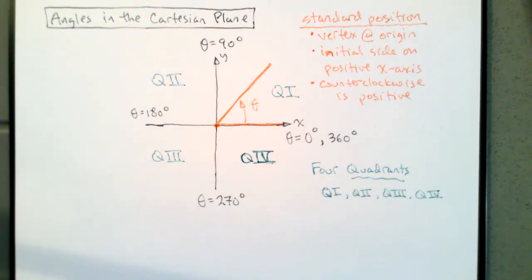The next piece we need to put in is reference angles. If we have an angle theta, it could be any measure it wants, positive or negative, it could come from anywhere. The initial side is definitely the positive x-axis, but the terminal side can be anywhere. So we need to talk about reference angles.